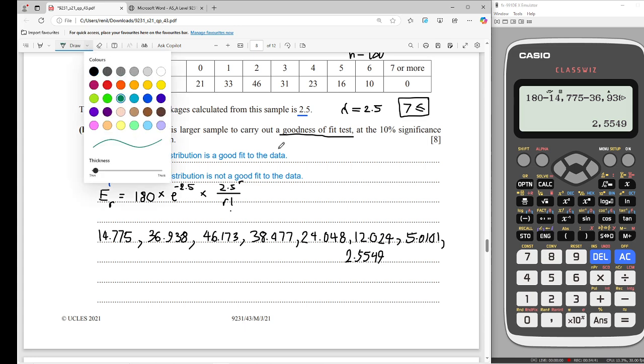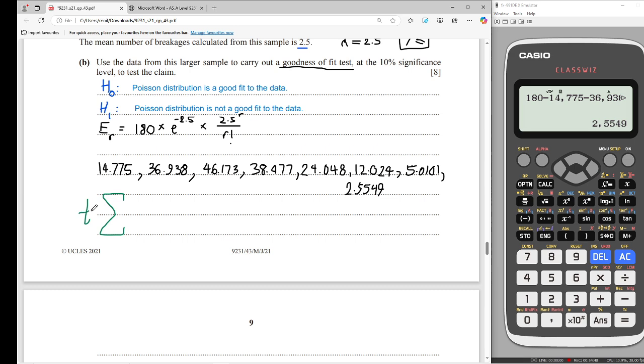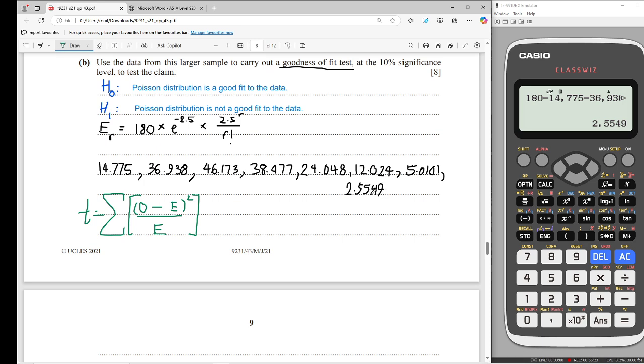Okay, next, moving on, we need to do the summation formula. So that is going to be the sum of our test statistic, which is equal to our observed value minus our expected value, whole squared, and then divided by expected value. This is the formula that's used in almost every single test, and it only applies when our expected frequency is greater than 5. In this case, our last value is not greater than 5. So we need to combine this value and the value right before it, which is 5.0101.